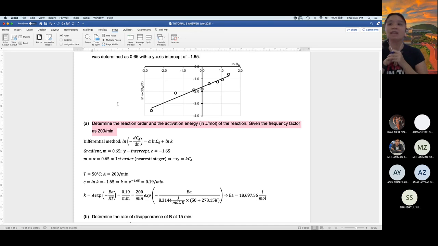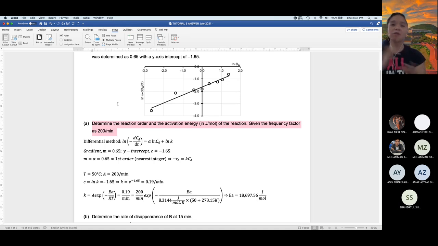Walaupun dalam graph memberikan kita alpha, we can obtain K, but instead of asking us to find K, they ask us to find EA. Tapi tak apa sebab you know right, K and EA is correlated through the Arrhenius equation. Meaning, kalau saya tahu K daripada graph, I use Arrhenius, I can also get my EA. Okay, so that's the way how you calculate.